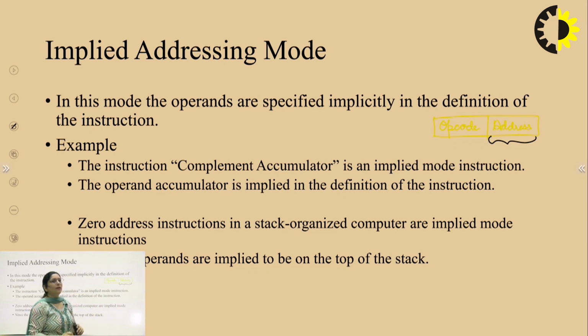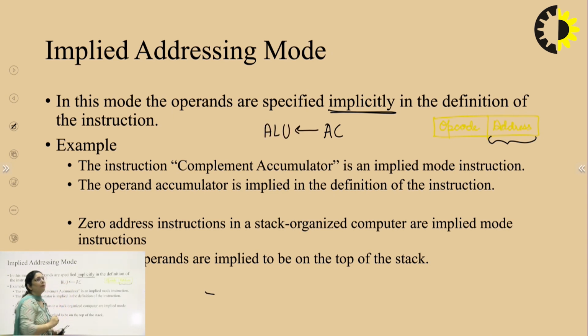In the address field of the instruction, I will implicitly say that this is the operand on which I need to perform the operation. So, in this mode, the operands are specified implicitly in the definition of the instruction itself. For example, all the operands are kept inside a special purpose register called the accumulator. We need to get the data from memory or any other register to the accumulator, and from here the accumulator will send the data to the ALU, and the function will be performed in the ALU.